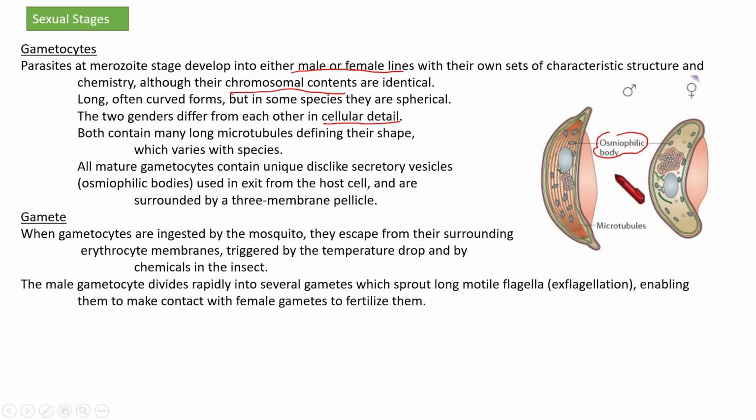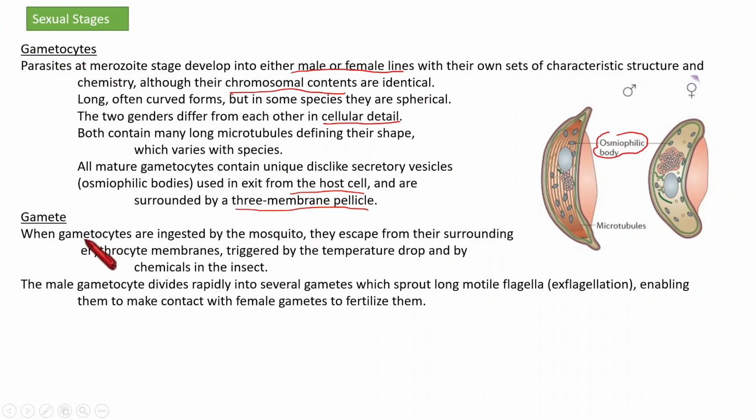What is its significance? It contains chemicals. They are secretory vesicles. What is the function of the content of this secretory vesicle? It helps the parasite to exit from the host cell, and the gametocyte is entirely surrounded by a three-membrane pellicle. That's about the different features of the gametocyte.